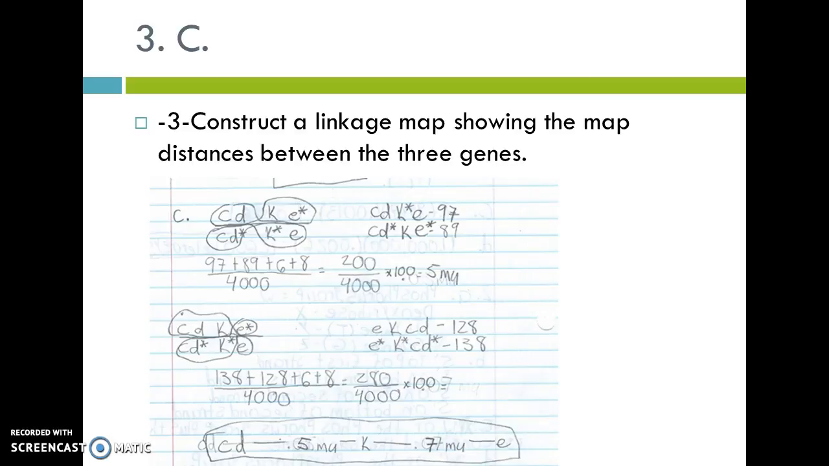So 3C, construct a linkage map showing the map distance between the 3 genes. And so on the ends, we're going to circle 1 on one end and 2 on the other end. And then we're going to get the recombinant DNA whose numbers are in the middle, between the largest and the smallest. And we're going to divide those by the number of individuals, multiply by 100, and we get the map units. And then we can make our linkage map.